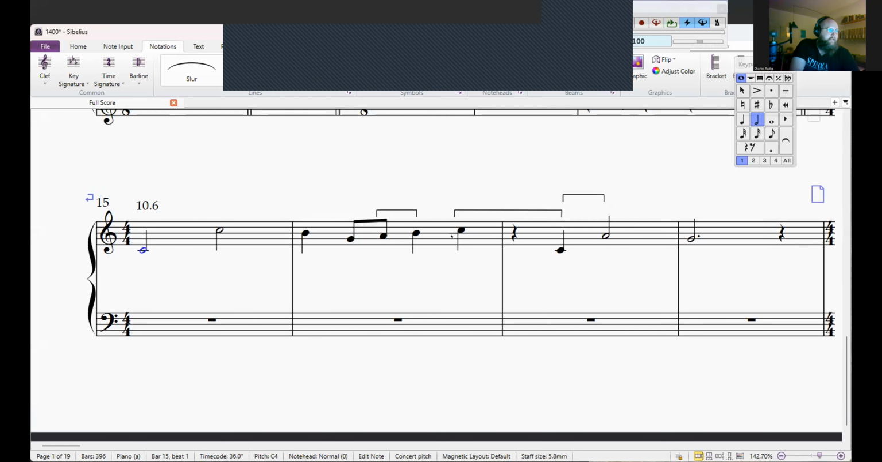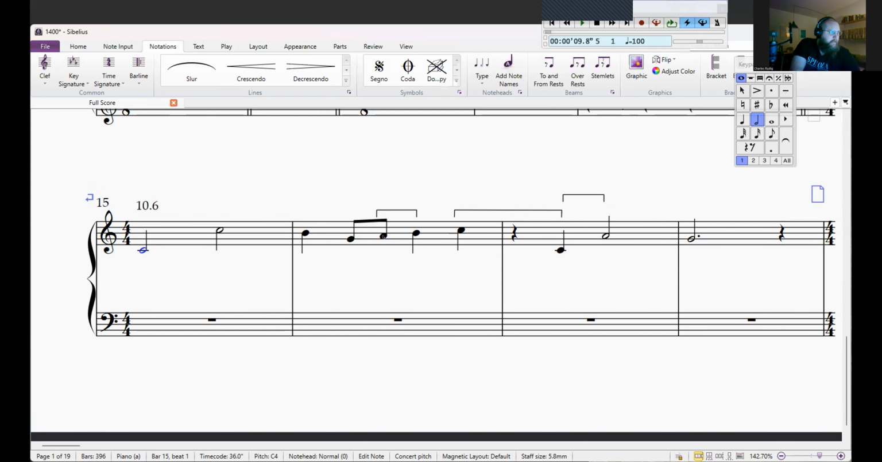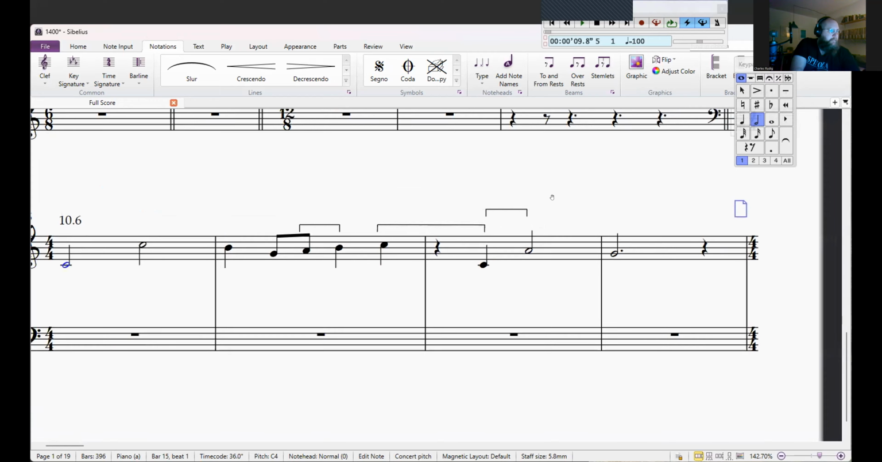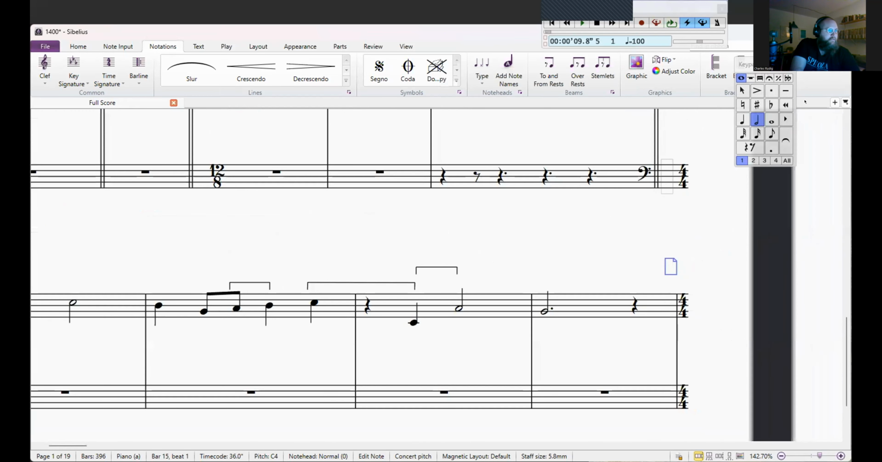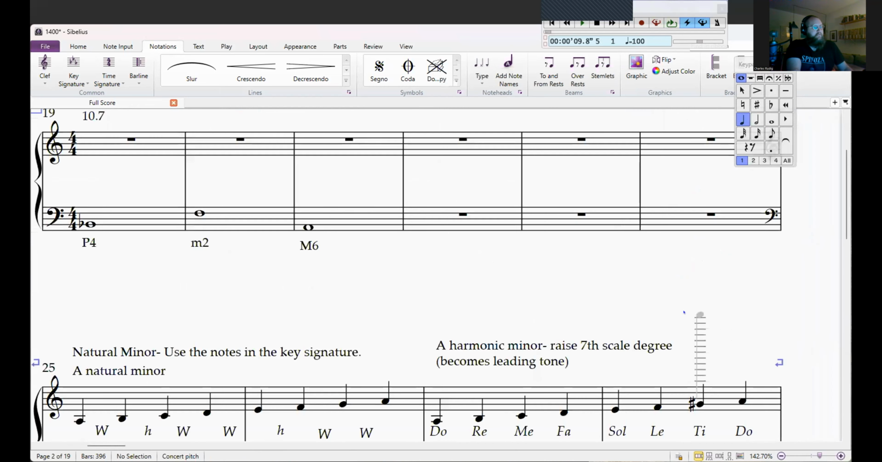All right, so let's do it. The intervals with the brackets are the ones we want to figure out. So we've got A to B here. Maybe it would be a little easier, since we've been looking at harmonic intervals, to write these out as a harmonic interval.